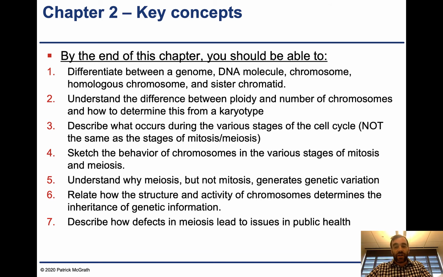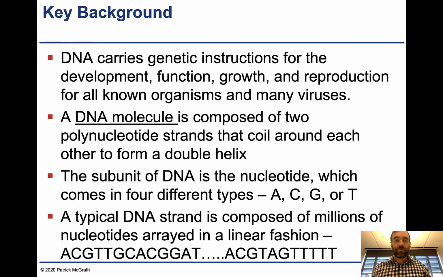You should also be able to relate how the structure and activity of chromosomes determines the inheritance of genetic information, and then finally describe how defects in meiosis lead to issues in public health. So what happens if meiosis goes wrong? What are the medical consequences? Some examples of that will be covered at the end of the chapter.